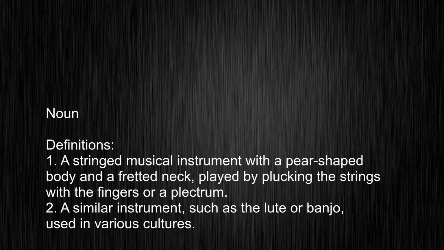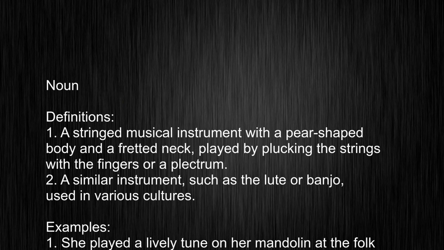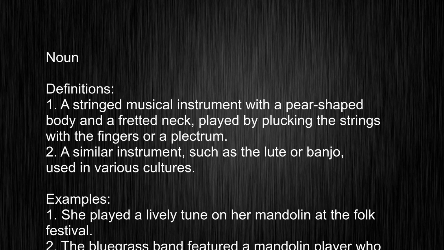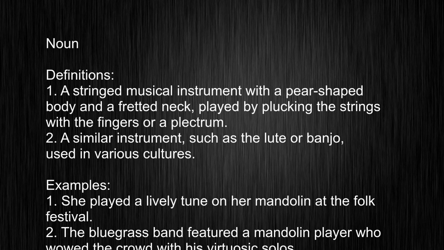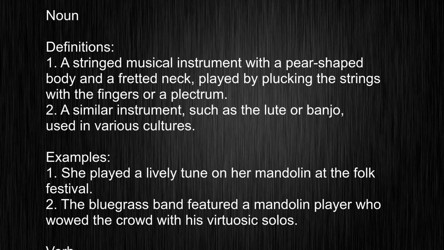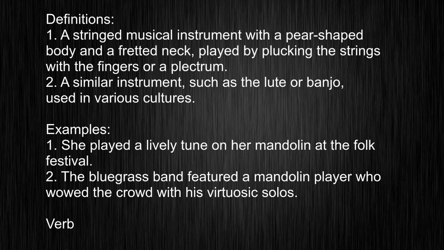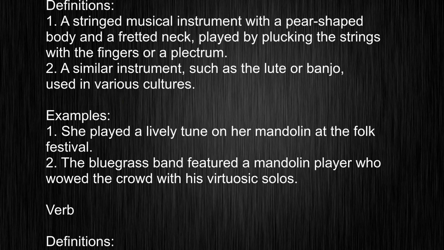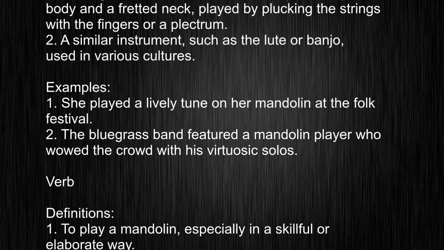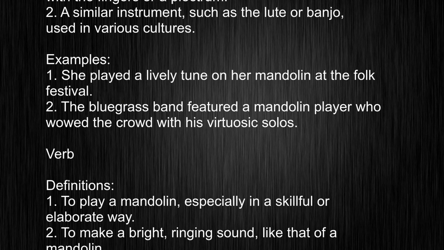Noun. Definitions. 1. A stringed musical instrument with a pear-shaped body and a fretted neck, played by plucking the strings with the fingers or a plectrum. 2. A similar instrument such as the lute or banjo used in various cultures. Examples. 1. She played a lively tune on her mandolin at the folk festival. 2. The bluegrass band featured a mandolin player who wowed the crowd with his virtuosic solos.